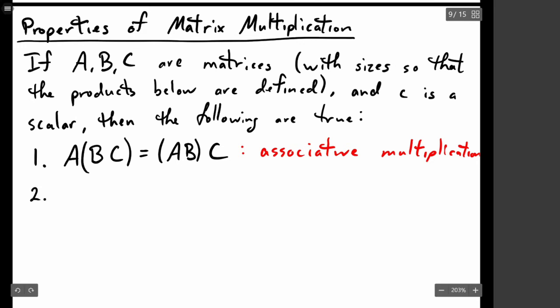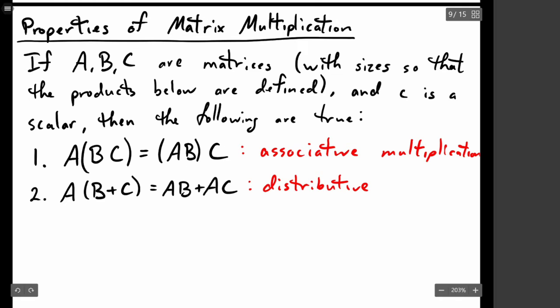Okay. Here, matrix multiplication is distributive. So this is distributive. But I want to emphasize that this says distributive from the left. And the reason we want to specify that is because it is distributive from the other side as well.